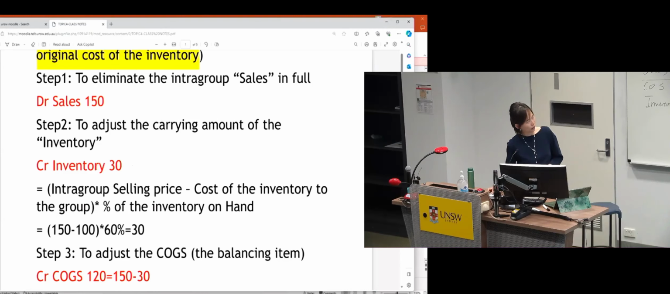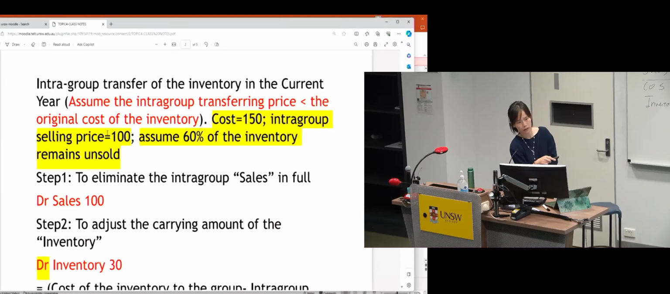That's it. Now this method can be applied to all the current year intragroup transferred inventory, assuming the transfer price is greater than the original cost. Now you may wonder, what if the transfer price is lower than the original cost? Let's look at the summary too. Okay. Now here we are assuming the transfer price is lower than the original cost. Now we are first assuming cost is 150. Now the intragroup transfer price becomes 100.